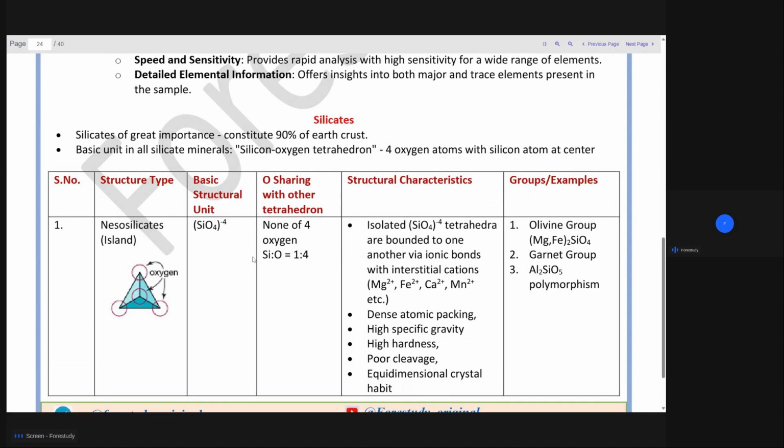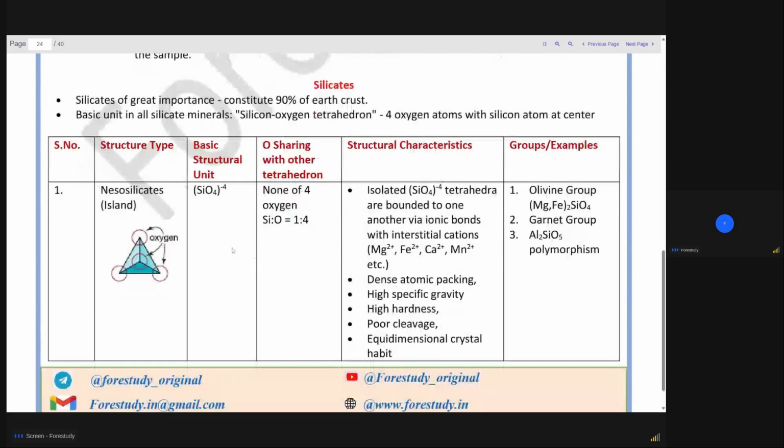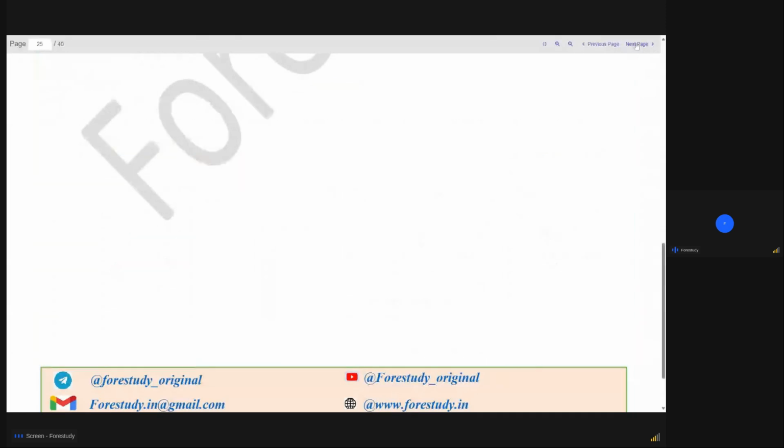Now, these silicates constitute all the major minerals. The silicates are classified on the basis of their structure type, and we have different examples also. So first, remember, Nesosilicates. So we have different silicates, we'll go one by one.